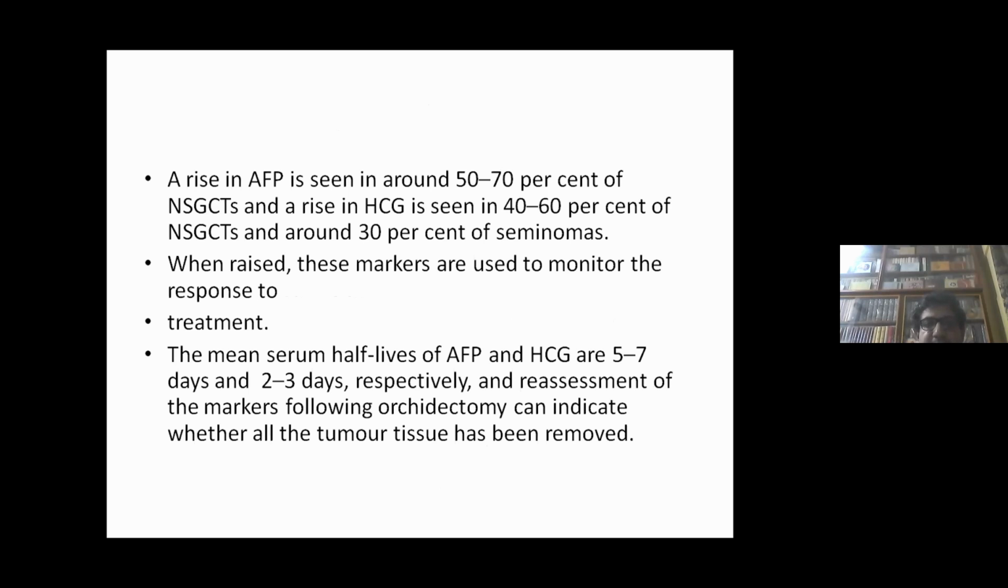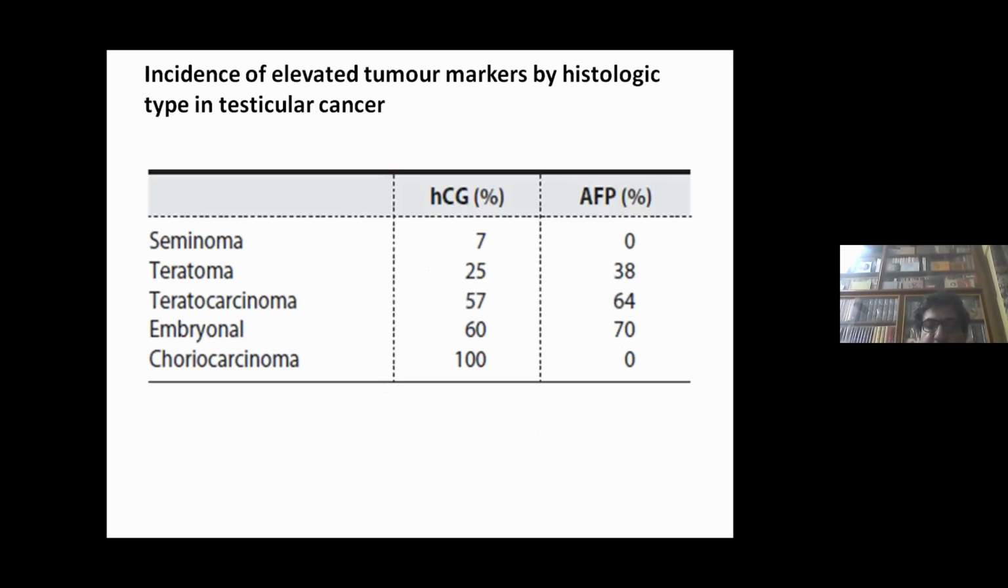When raised, these markers are used to monitor the response to treatment. The mean serum half-lives of AFP and HCG are 5 to 7 days and 2 to 3 days respectively. And reassessment of the markers following orchidectomy can indicate whether all the tumor tissue has been removed or not.